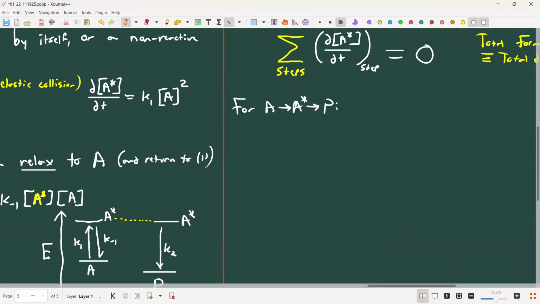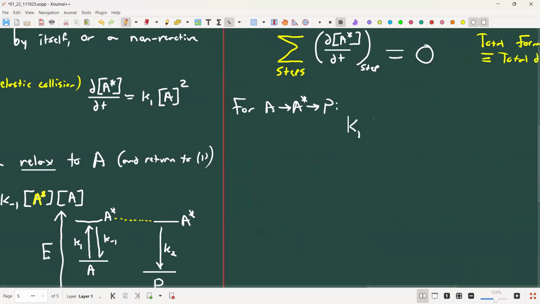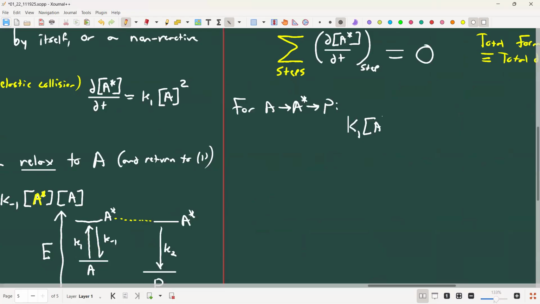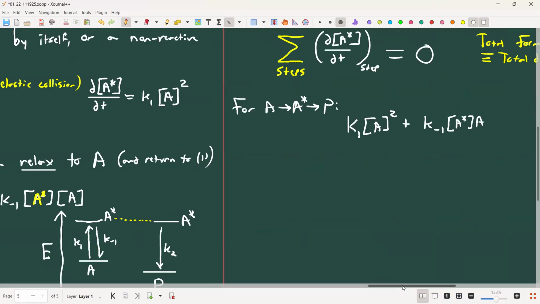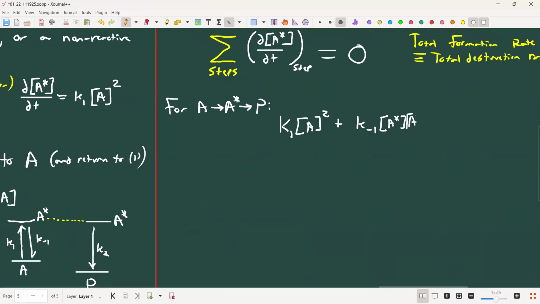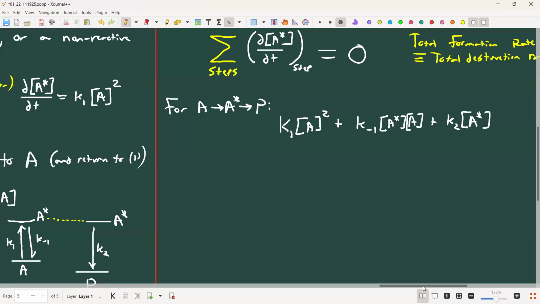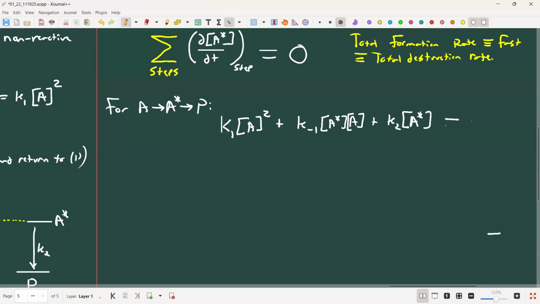So we have K1 A squared plus K minus 1 A star A. All right, that needs to be there. Plus K2 A star, right? That's our final step, is equal to 0.